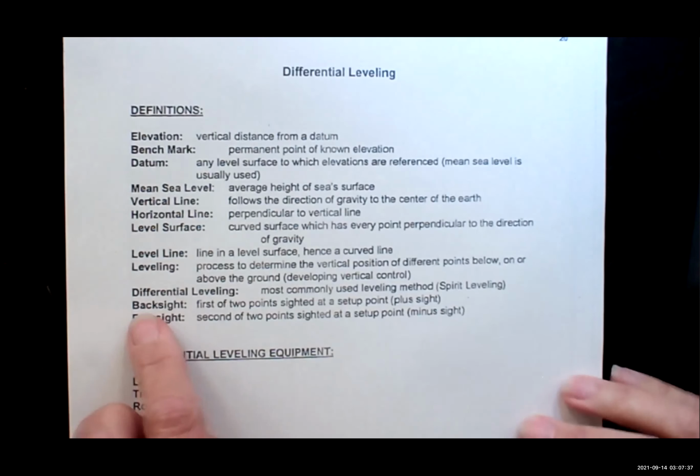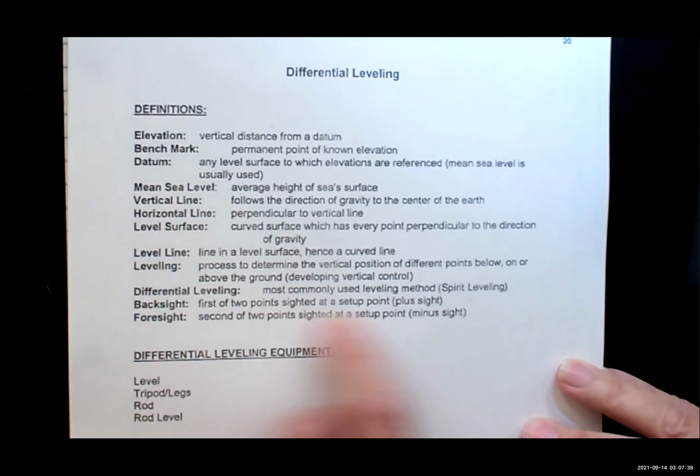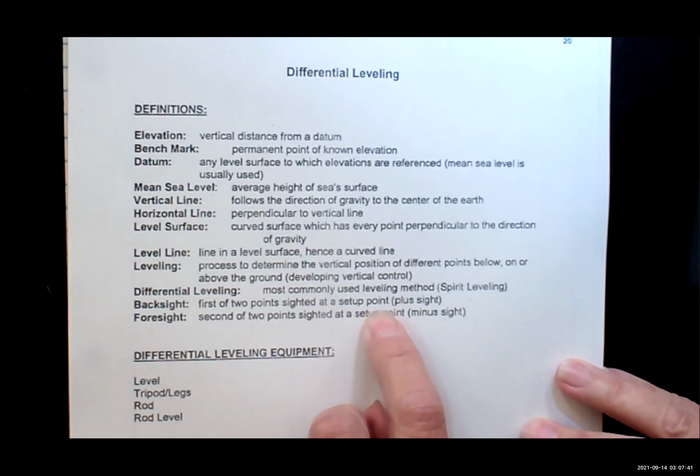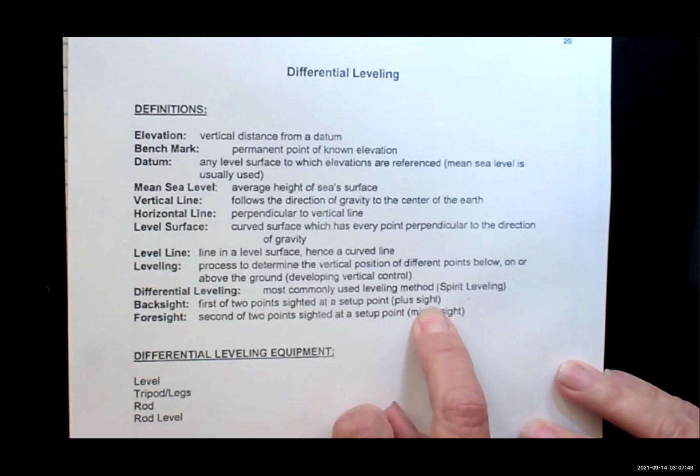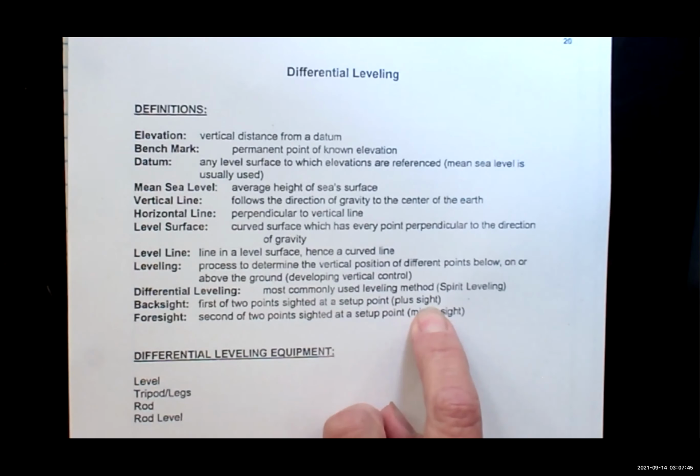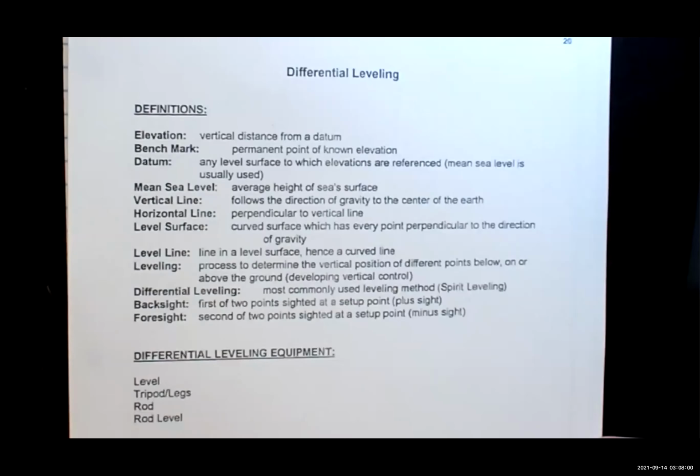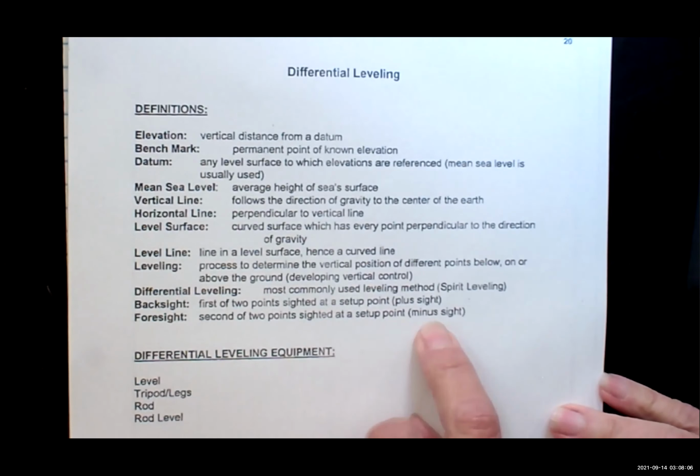Okay. Backsight, first of 2 points sighted at a setup. And it's also called a plus sight. Why would you think a backsight's called a plus sight? Why is a backsight called a plus sight? Because we add that rod value to the elevation that we know. And a foresight is the second of 2 points sighted, and it's a minus sight.